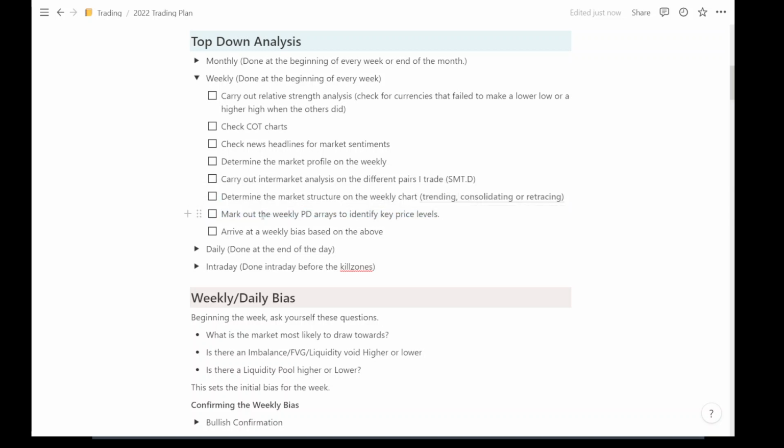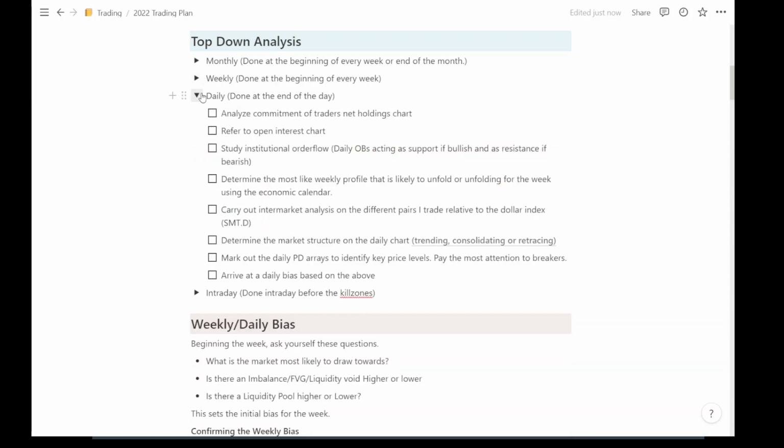Okay, so I mark out the PDRA on the weekly time frame and I arrive at a weekly bias based on the above. Okay, the COT reports, the SMT divergence on the weekly time frame, as well as the PDRAs. Okay, because at the end of the day, the PDRAs would serve as the draw on liquidity. Okay, so once I have a weekly bias based on what I think the draw on liquidity is going to be, then I also do the same analysis on the daily time frame.